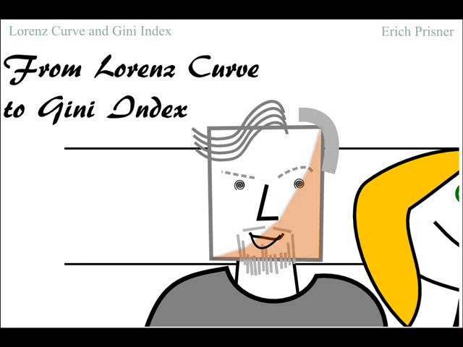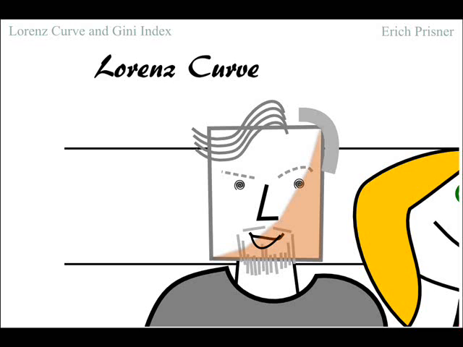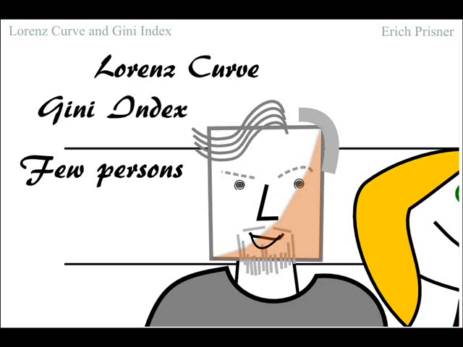Hello everybody, welcome to our special session on Lorenz curve and Gini index. I will explain what the Lorenz curve is, how to construct it for few, say 3, 4, 5, 10 or 20 persons, and how to get the Gini index from this Lorenz curve in two ways, graphically and also algebraically.